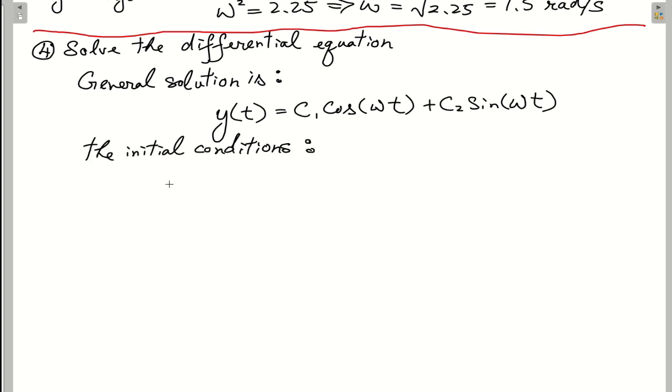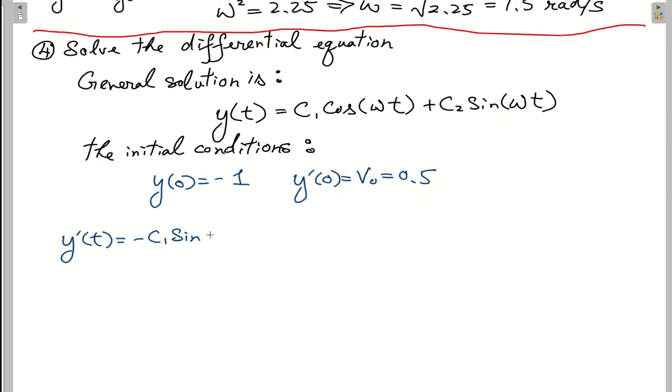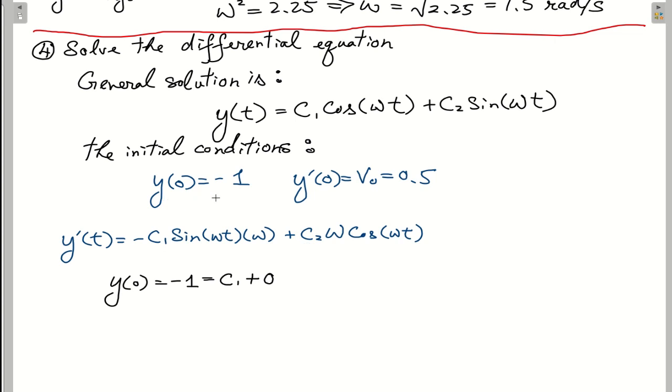From the initial conditions, we have y(0) equal to minus 1, and y'(0), the velocity, equal to 0.5 meter per second. And if we differentiate y(t), we get y'(t) = minus c1 sin(omega t) multiplied by omega plus c2 cos(omega t). We substitute y(0) = minus 1 into the y(t) equation. We get c1 is equal to minus 1.